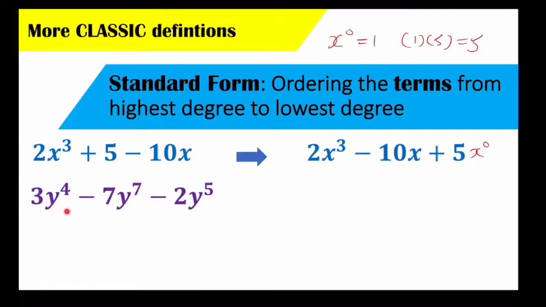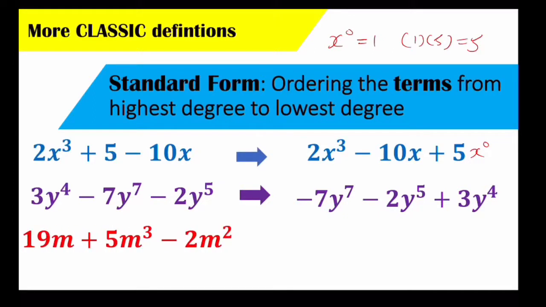Here's another expression, highest degree to lowest degree. Let's take a look at the exponents. Exponents 4, 7, and 5. So we're going to reorder it to go 7, 5, and 4. Keep in mind the negatives are going to be attached to those coefficients because those are negative values.